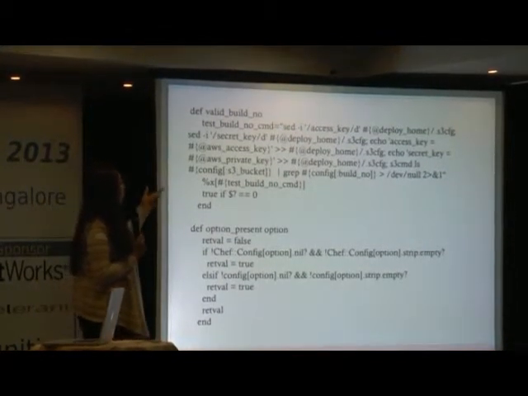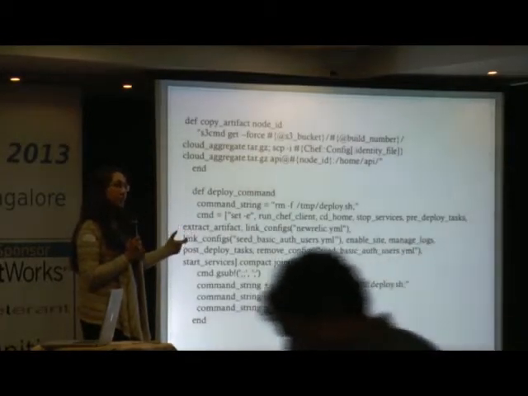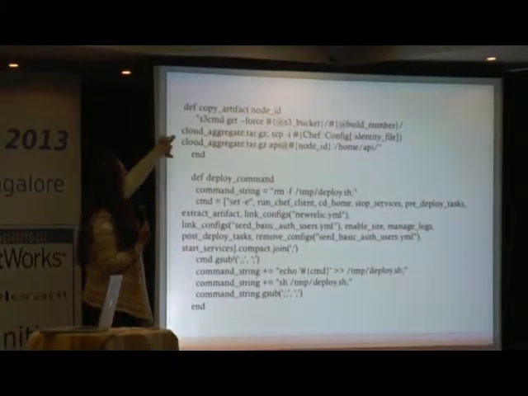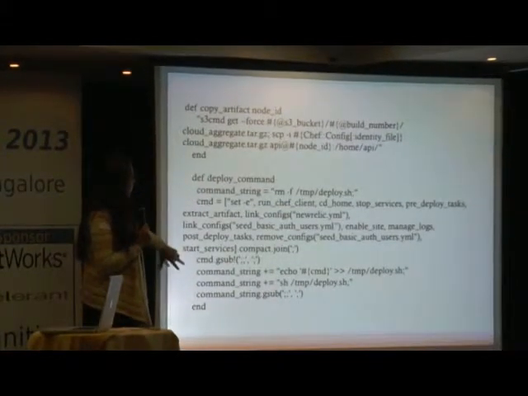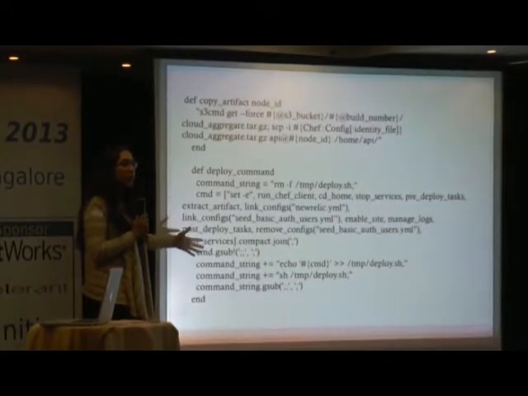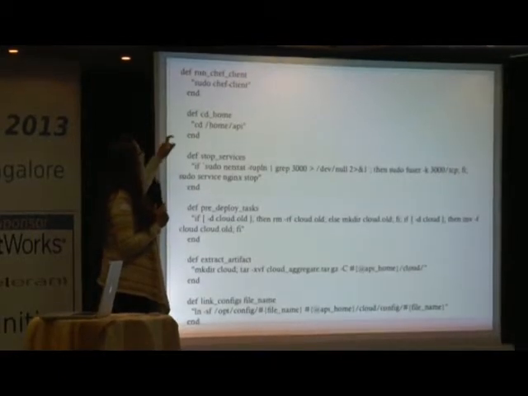The deploy build bit comes at a later stage, where knife SSH is used to SSH into the node using an identity file. All these are small commands that we wrote. Essentially, this could be one huge method, and you could put everything there. But we didn't want to do that, so we wrote small commands.